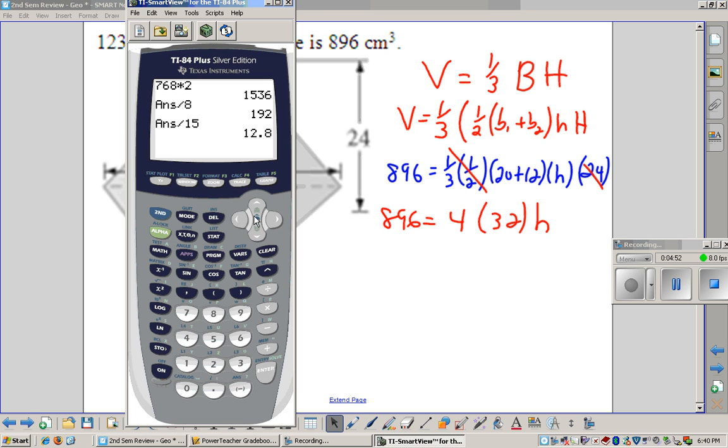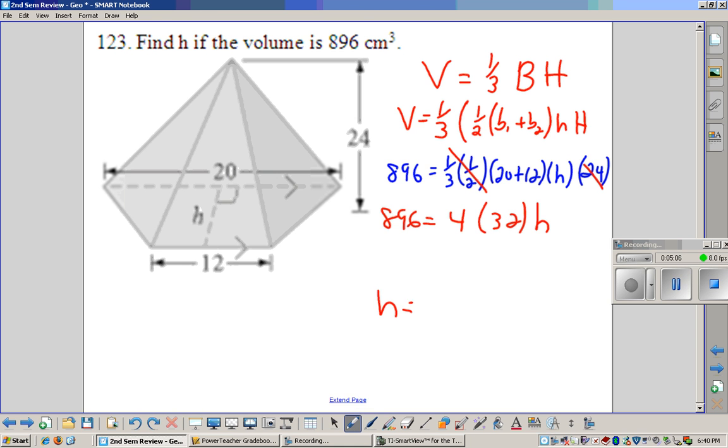Now we need to go to our calculator and solve for h. So we have 896. Let's divide by 4. And then divide by 32. That's h, 7. So the height of the trapezoid is 7 centimeters. If that went too fast, rewind it. Listen to it again. Watch it again.